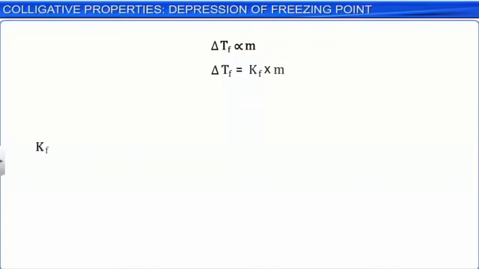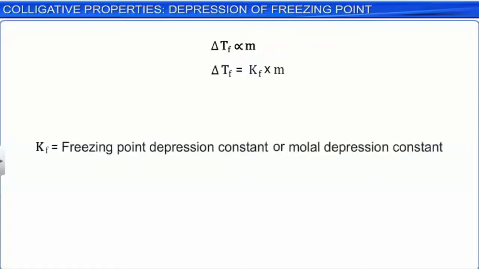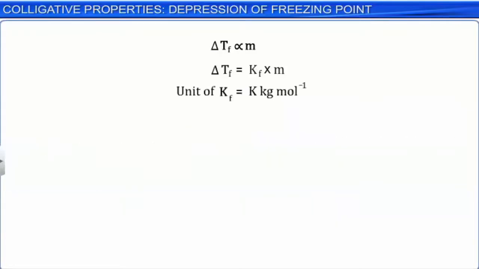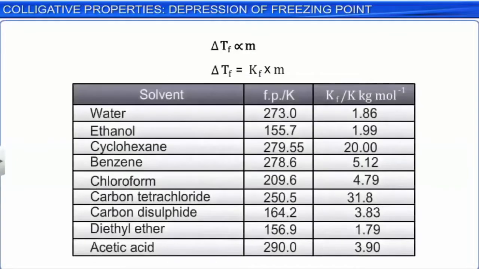where Kf is known as the freezing point depression constant or molal depression constant or cryoscopic constant. Molal depression constant Kf can be defined as the depression in freezing point when 1 mole of solute is dissolved in 1 kg of solvent. The unit for Kf is Kelvin kilogram per mole. As Kf depends upon the nature of the solvent, its value is different for different solvents.